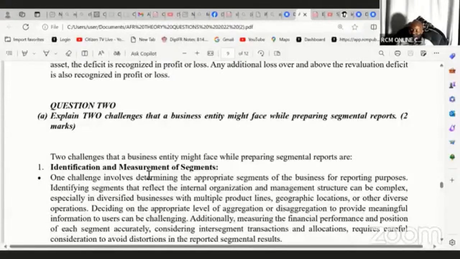That's why very many organizations are not able to do what we call segment reporting. So identification and measurement of segments normally is a big headache.